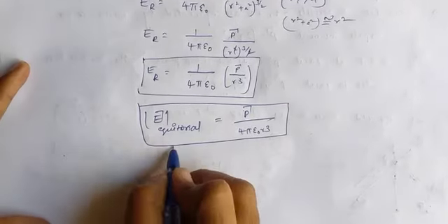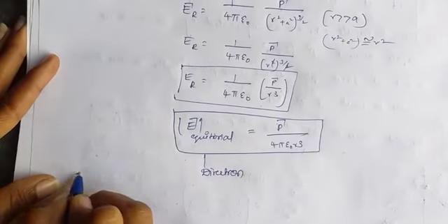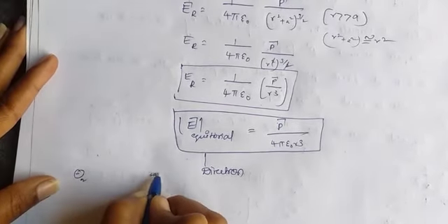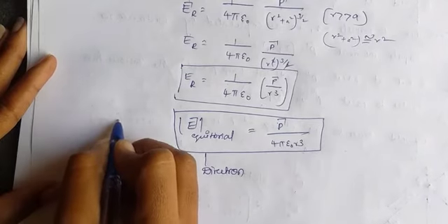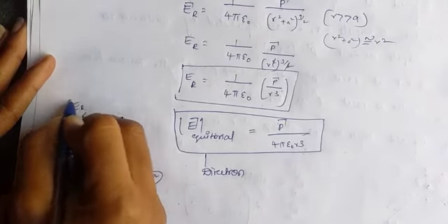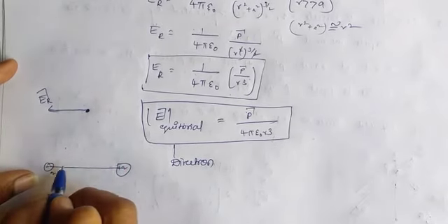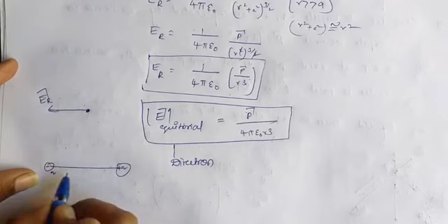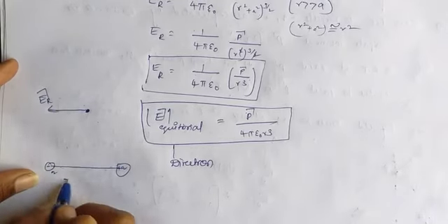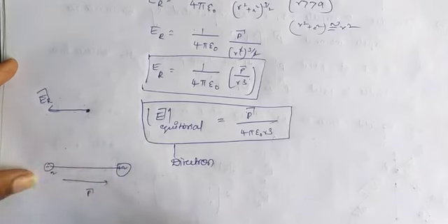Okay, so for the direction, already here this is the minus q and this is the plus q. So here this is the resultant electric field direction, E resultant. Now the dipole moment direction is always from negative to positive. So this is the dipole moment direction, and this is the resultant electric field direction.